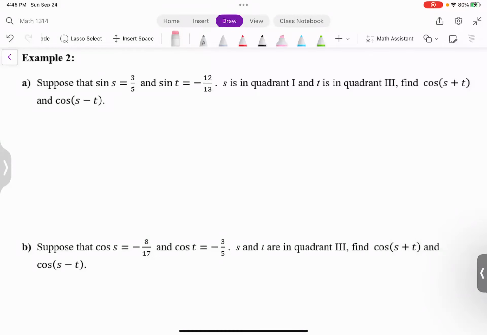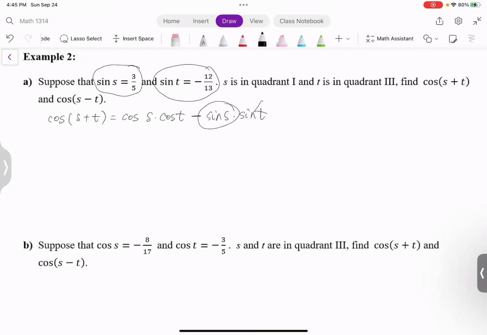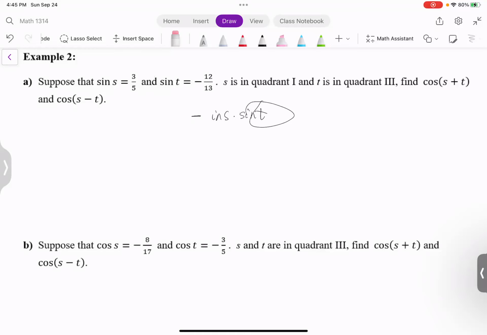Okay, we have learned that formula for cosine. So cosine of s plus t is cosine s times cosine t minus sine s times sine t. But the given information is sine s and sine t. The missing information is cosine s and cosine t. That means my first step is to find cosine s and cosine t. How to find cosine s and cosine t?